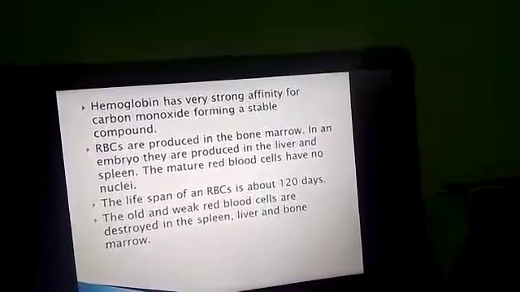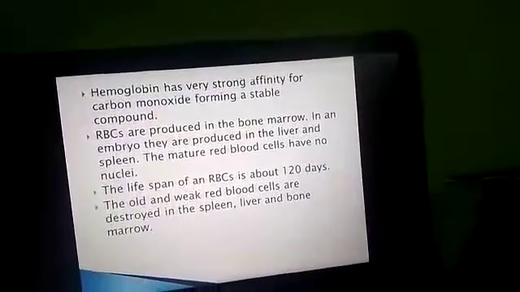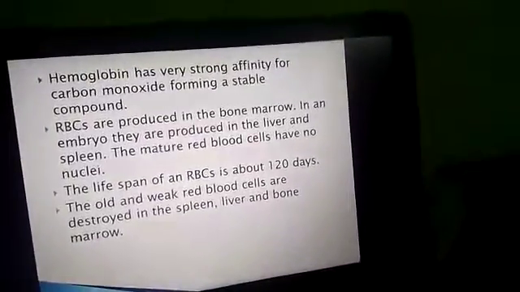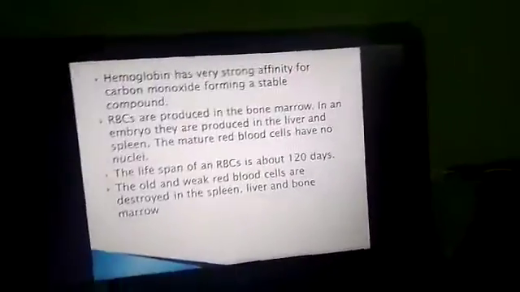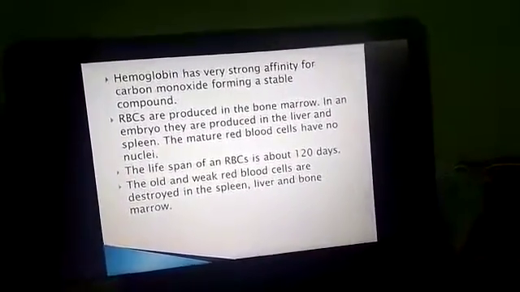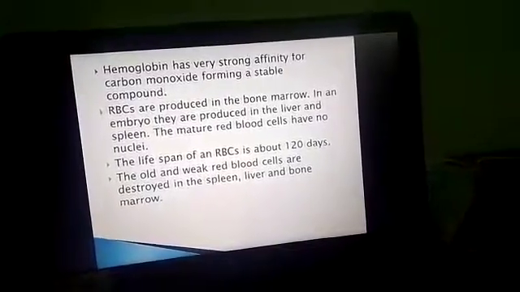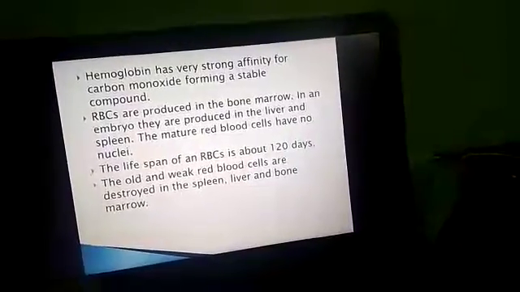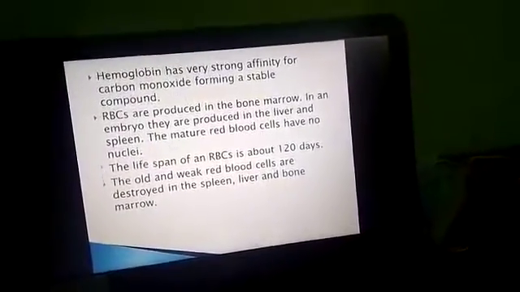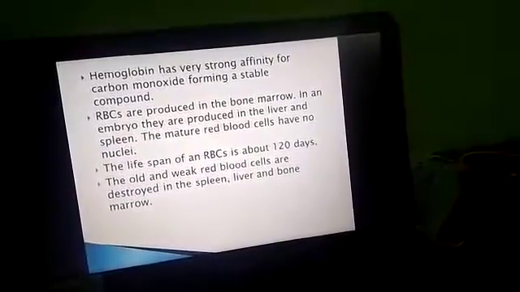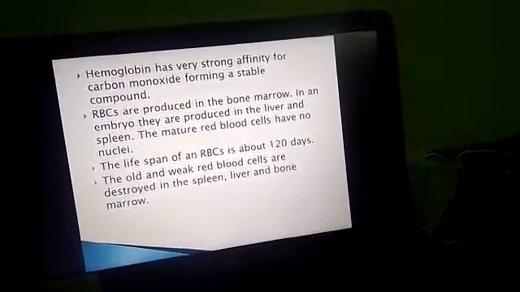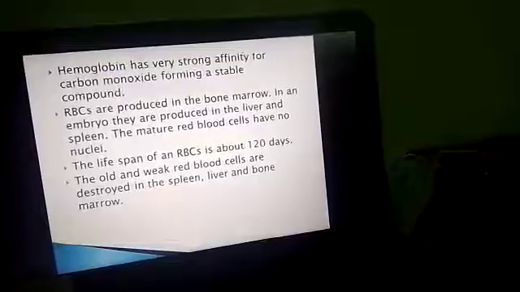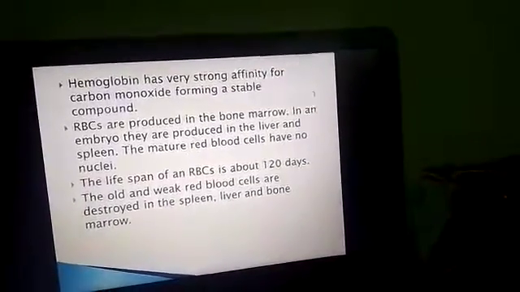RBCs are produced in bone marrow. So where are these RBCs produced? They are born in bone marrow. In an embryo, RBCs are produced in the liver and spleen. But mature red blood cells have no nuclei. Only the small young red blood cells have a nucleus. The lifespan of red blood cells is about 120 days. The old and weak red blood cells are destroyed in the spleen, liver and bone marrow.